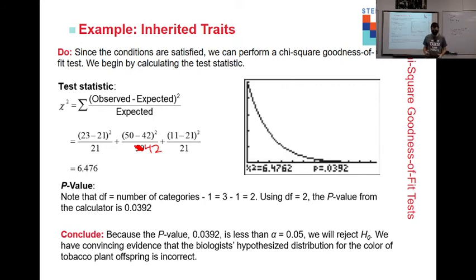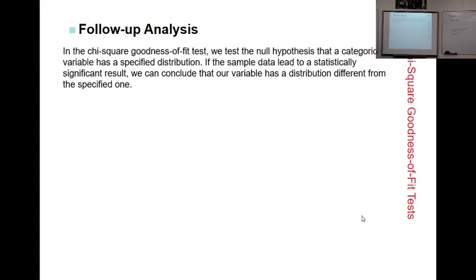Now, all we know there is that the distribution is incorrect. All it says is that the distribution is not correct, but it doesn't say which parts differ from what we expect. To do that, we have to go in and analyze the data a little bit more. And the way that we're going to do that is by figuring out which parts differ the most from what we expect.